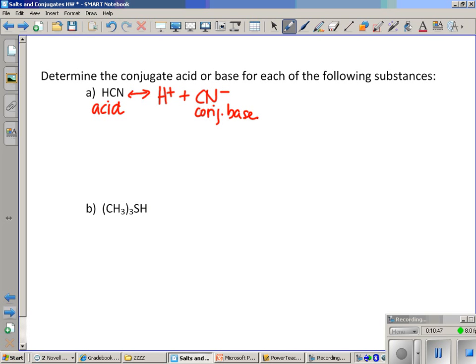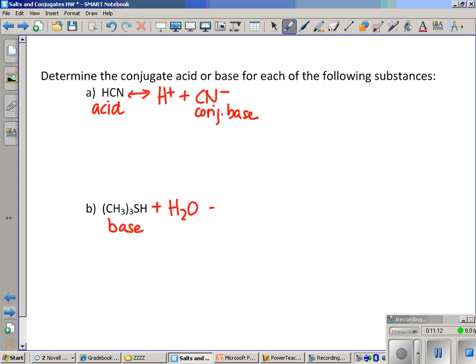Now you look at the second one and you might say, what the heck is that? It's a big organic compound. I have no idea what that is. When I'm asking you what the conjugate acid or base is, it's obvious that what I've given you is either an acid or base. And I hope in looking at (CH3)3SH that you can see that this is not an acid. It doesn't start with an H. Therefore, it must be a base. So it's sort of like deductive reasoning, really.